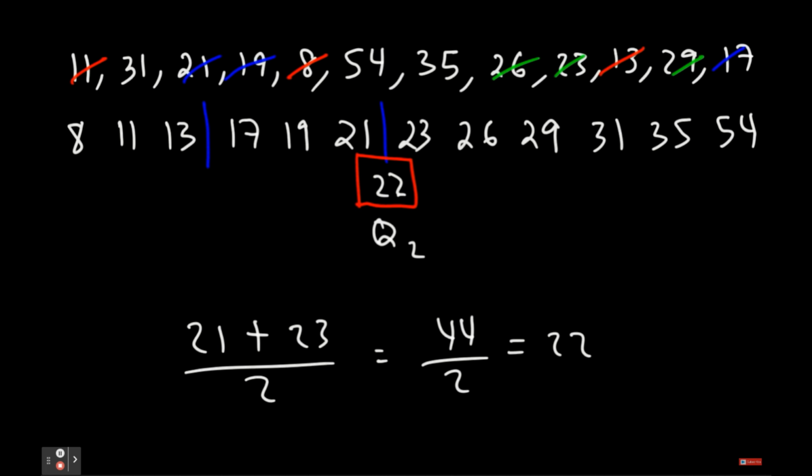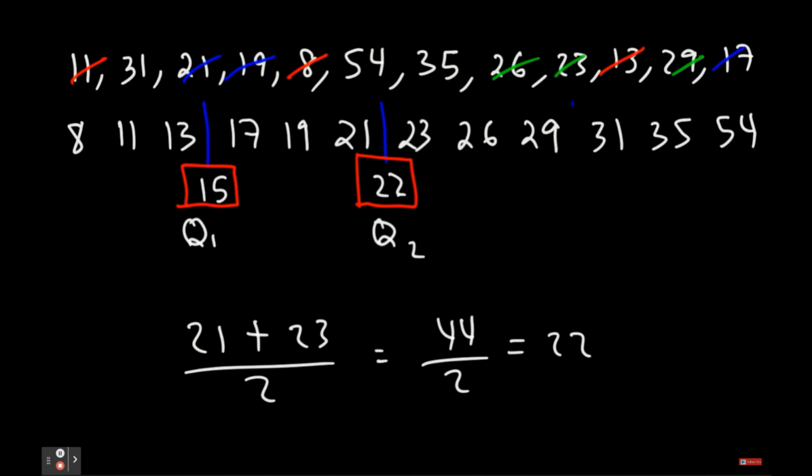We're going to split the lower half of the data into 2 equal parts, where we have 3 numbers on the left, 3 numbers on the right. So the average of 13 and 17 is going to be the middle number between those 2, which is 15. So 15 is the first quartile.